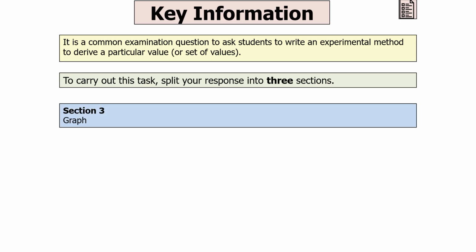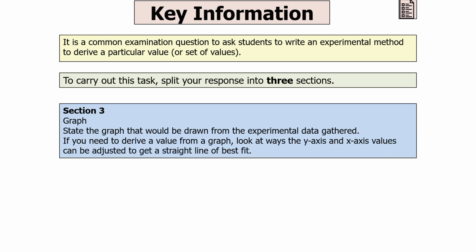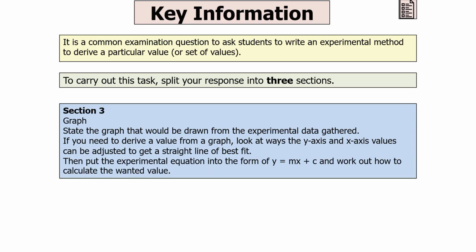And the third section you would include in your write-up is the graph. So state the graph that will be drawn from the experimental data gathered. If you need to derive a value from a graph, look at the ways in which the y-axis and the x-axis values can be adjusted to get a straight line of best fit. Then you can put the experimental equation into the form of y = mx + c, and then you can work out your wanted value.